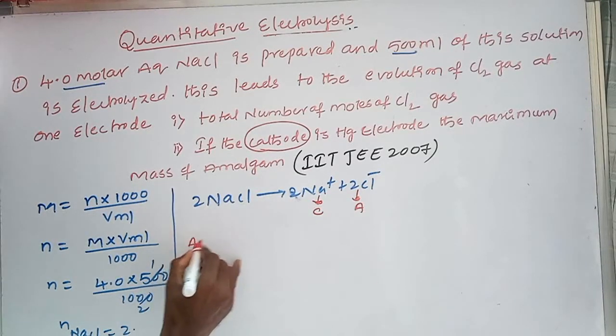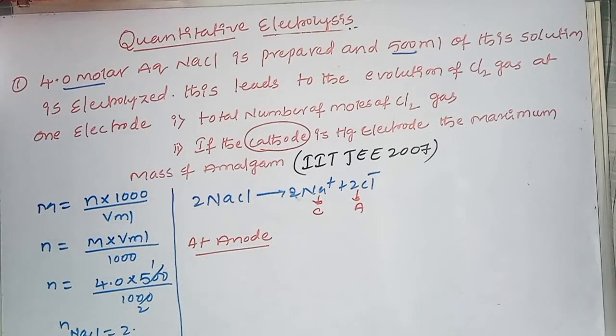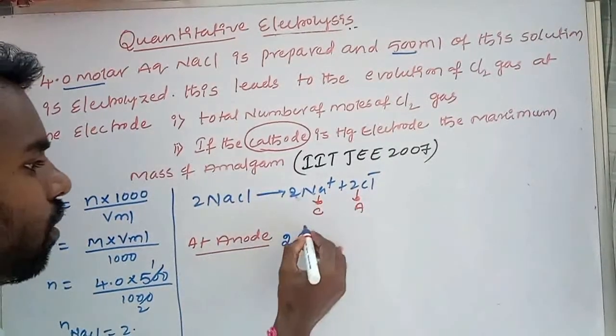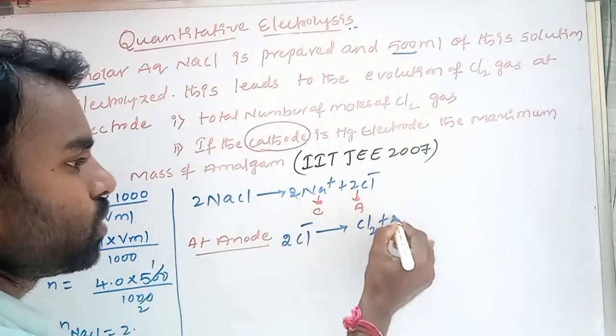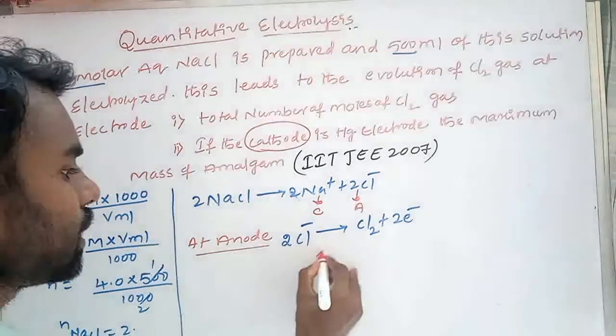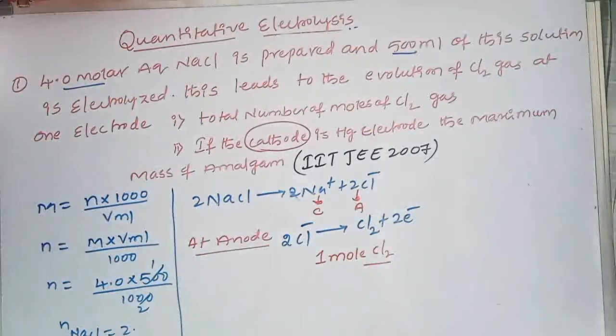Now at the anode, what is the reaction? How many moles of Cl- are there? 2 Cl-. At the anode, Cl- will undergo oxidation by losing 2 electrons. Then how many moles of Cl2 gas are we getting? Only 1 mole of Cl2 gas. Only 1 mole of Cl2 gas is deposited, 1 mole of Cl2 gas liberated at the anode electrode.